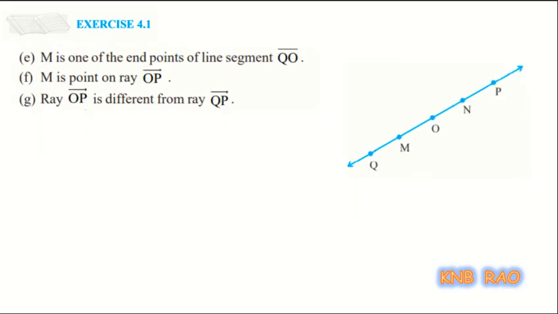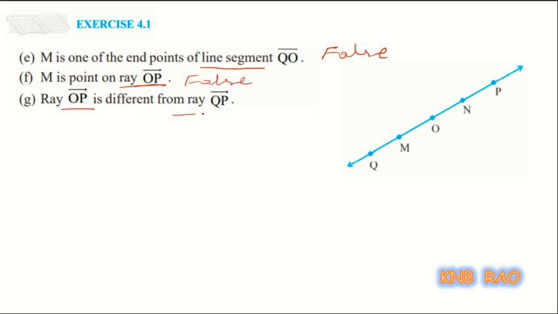Now, coming to question E on the same figure. M is one of the endpoints of line segment QO. It is again no, it is false. Line segment QO will have Q as one endpoint and O as the other endpoint, not M. Next, M is on ray OP. First of all, which is the ray OP? This is the ray OP. On ray OP, that means towards this side, do we have M? No, it is again false.